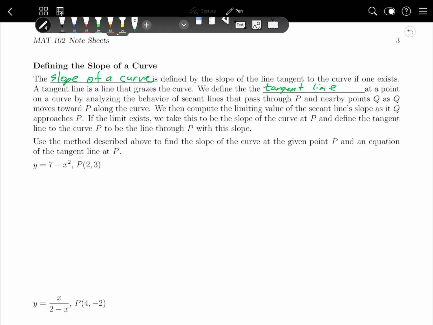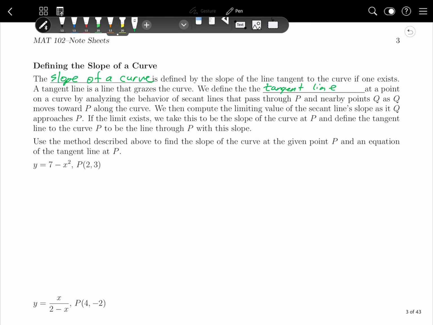at a point on a curve by analyzing the behavior of secant lines that pass through P and nearby points Q as Q moves towards P along the curve. We then compute the limiting value of the secant line slope as Q approaches P. If the limit exists, we take this to be the slope of the curve at P and define the tangent line to the curve at P to be the line through P with this slope.